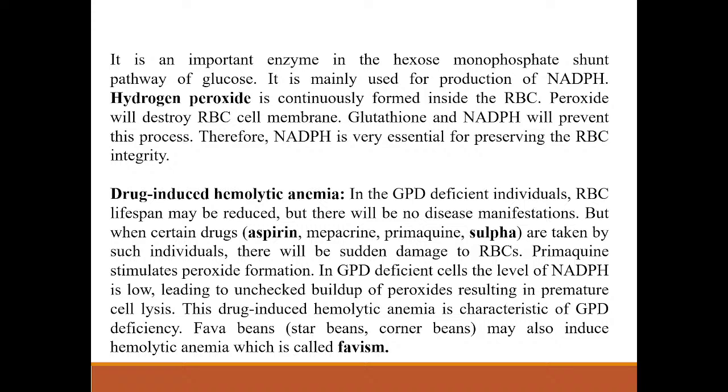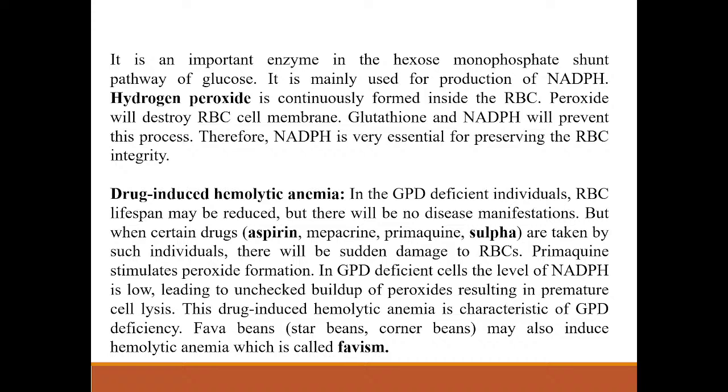So, what does primaquine do? It stimulates peroxide formation. In G6PD deficient cells, the level of NADPH is low, leading to unchecked buildup of peroxides, resulting in premature cell lysis, because the peroxide inside the cells cannot stay stable and breaks down, which leads to lysis of the cells. So drug induced hemolytic anemia is characteristic of G6PD deficiency. Fava beans may induce hemolytic anemia, which is called favism. Favism is a particular disease caused by these beans.